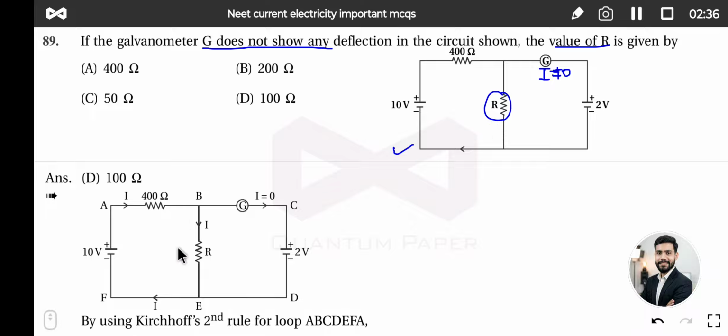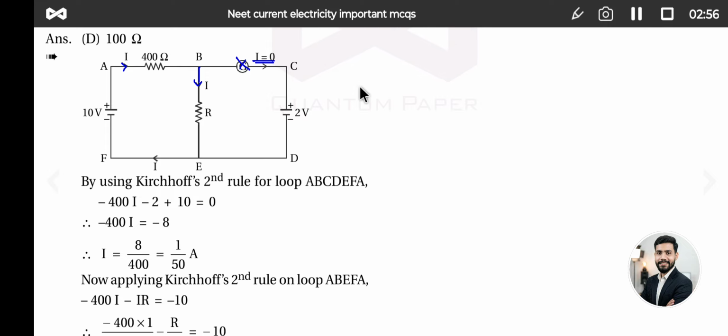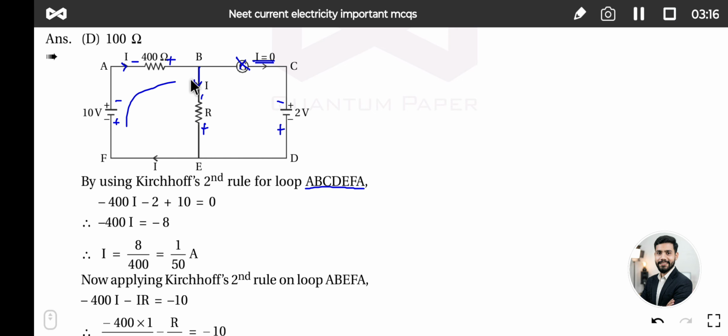So look at this diagram. Let's give the direction. Let's say the current from this branch is going I. Then there is no current in this branch because there is no deflection, so current is 0 in this branch, and the full current is going here, I. So let's apply Kirchhoff's rule here. Before applying, let's give the signs: minus, plus, minus, plus, then plus, minus, and here also minus, plus. Now we apply Kirchhoff's second rule for the full loop A, B, C, D, E, F, A.